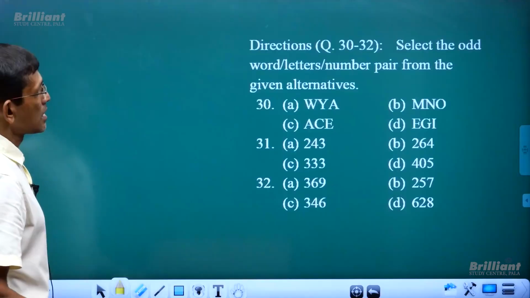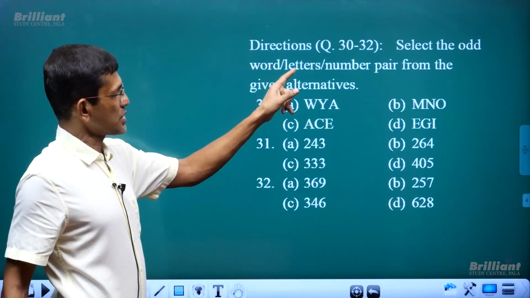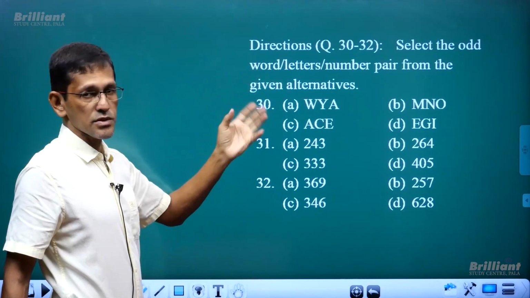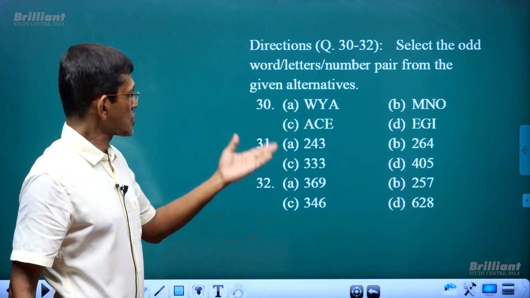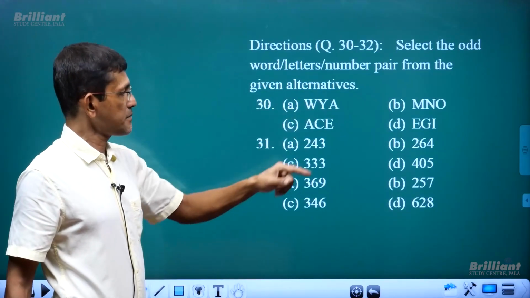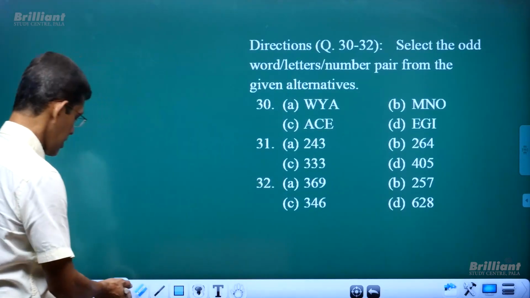Next one. Here, these are the directions for questions 30 to 32. Select the odd word or odd letter. Odd means you know what it is, right? So take the one which is different from the group. So which one is different here? W-Y-A, M-N-O, A-C-E, E-G-I. So let's look at the pattern.